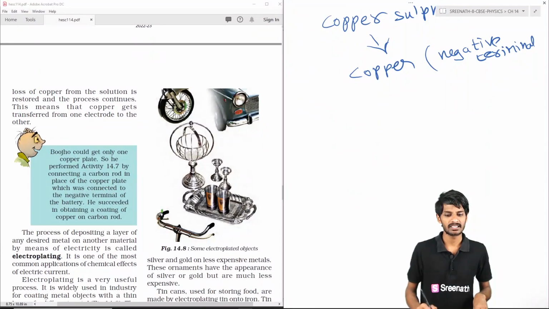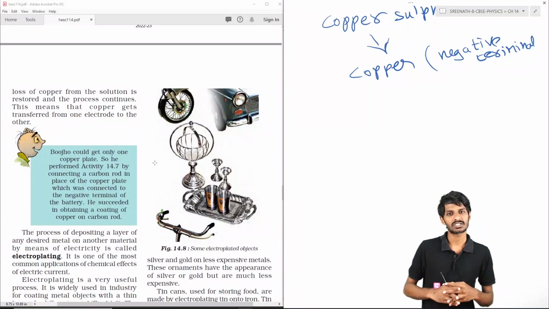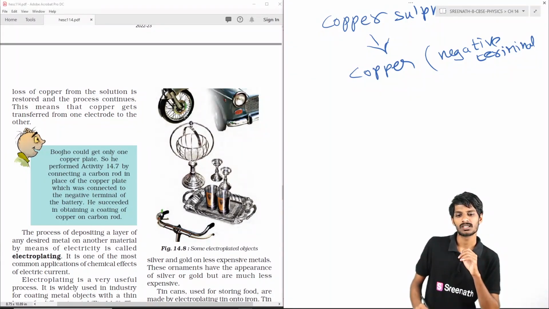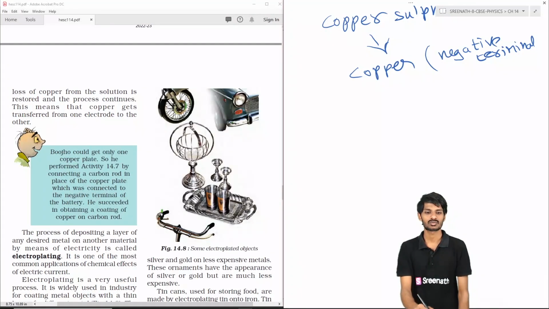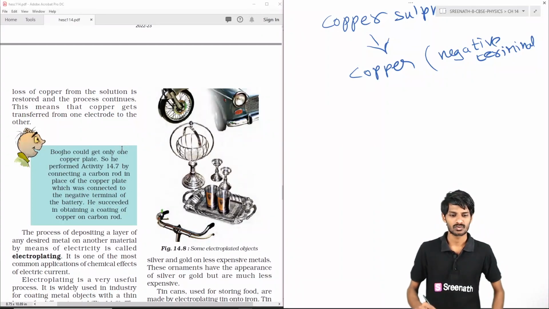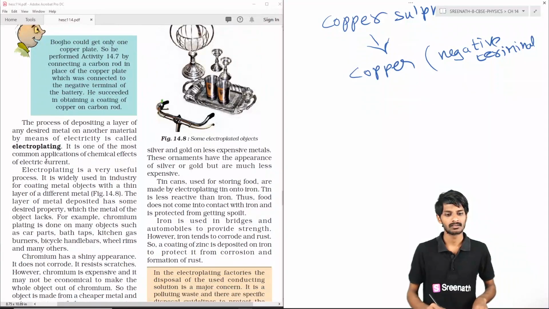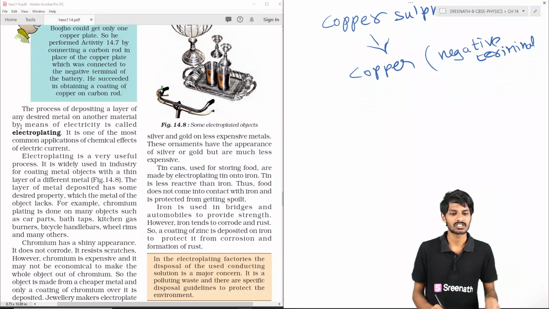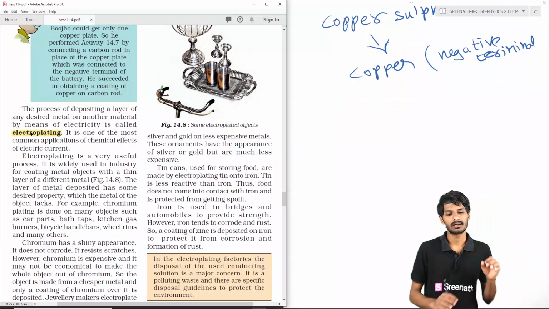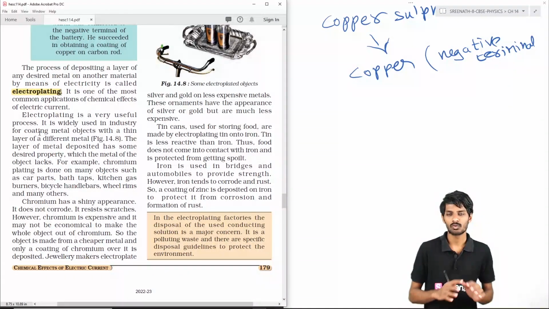So if you see all the shiny materials, behind this shininess there is some other metal, students, but because of electroplating, another metal is coated on these elements. That is the thing, students. Thus the process of depositing a layer of any desired material on another material by means of electricity is called electroplating, students. So one metal is deposited as a layer on another metal through the passage of electricity. We use it most commonly, students. It is electroplating, very useful, students.